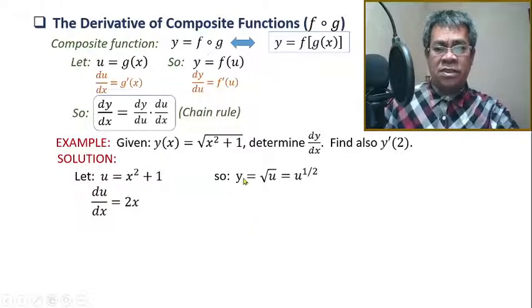Next, we have to differentiate y with respect to u. So we have to find dy/du. We have to apply the power rule, so you bring down the 1/2, then subtract 1 from the 1/2 as the exponent of u.